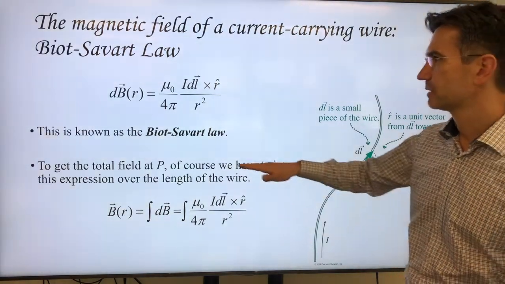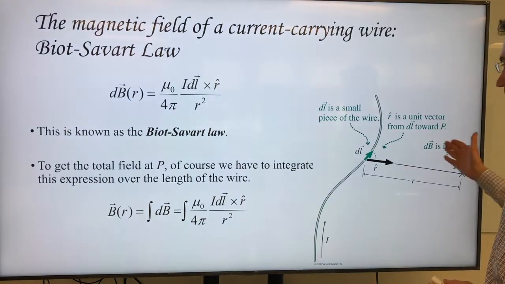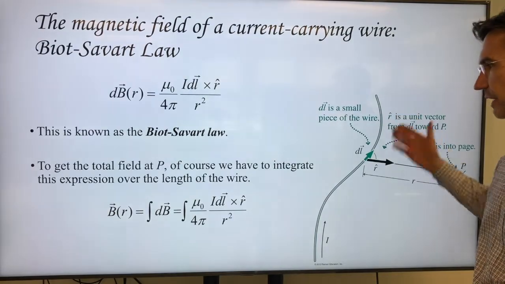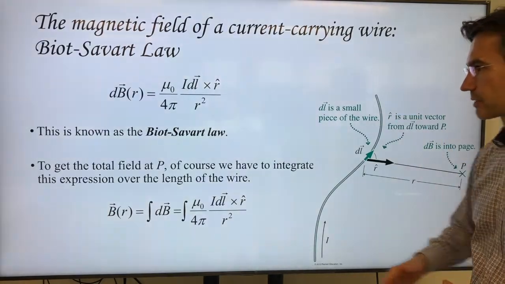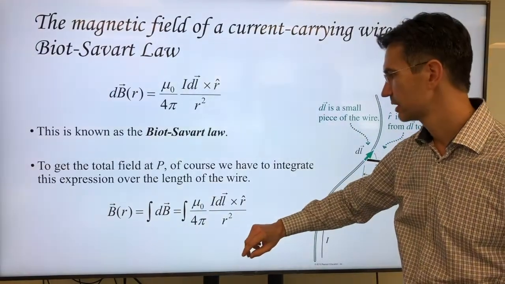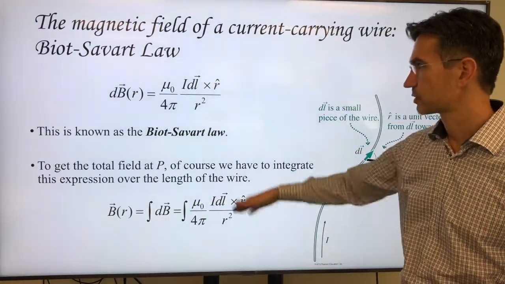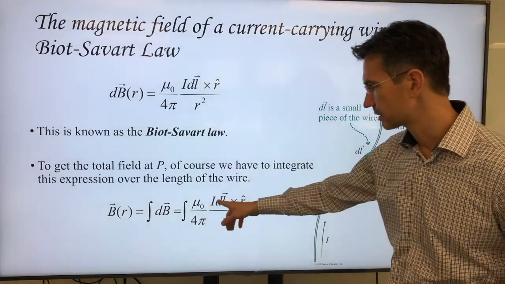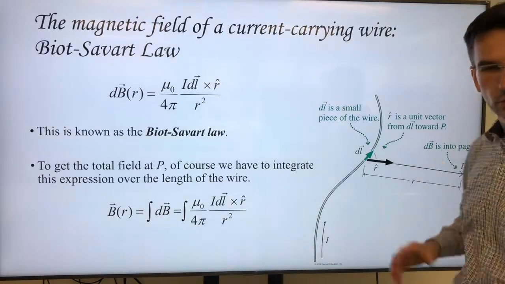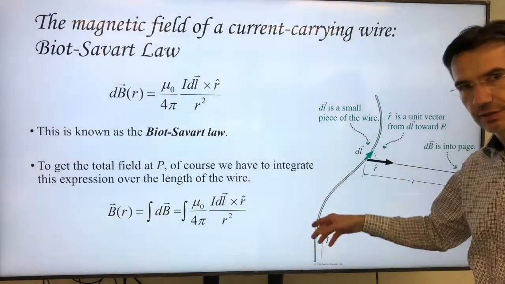And then if we want to get the total magnetic field at this point P from the entire wire, what we'll do is we have to integrate over the length of the wire. So then the total magnetic field is going to be the integral of the dB vector, and that's the integral of this expression, which is the Biot-Savart law. So the integration here clearly will happen over the length of the wire. This will then give us the total magnetic field at point P due to the entire wire.